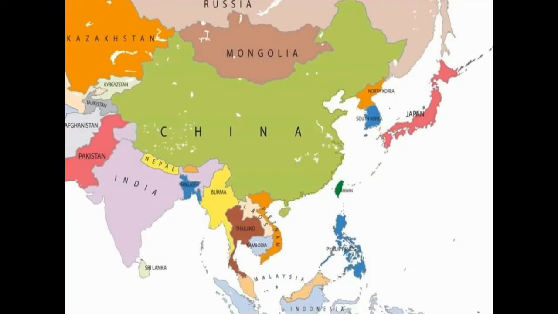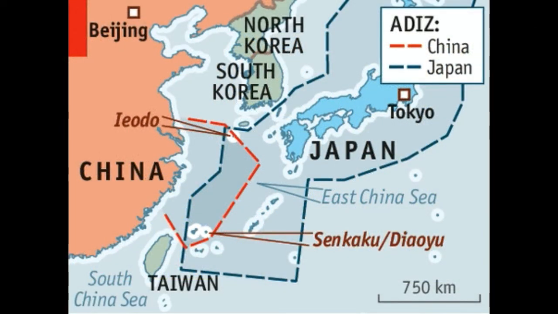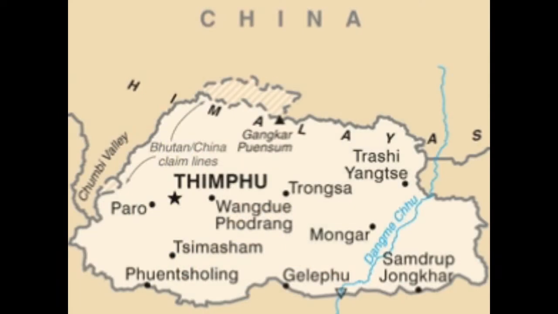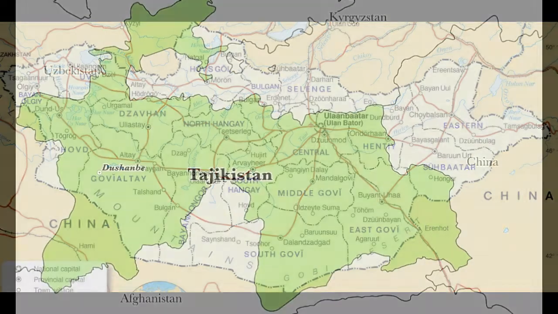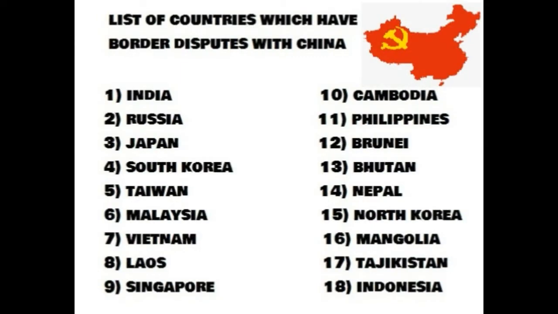The countries are India, Russia, Japan, South Korea, Taiwan, Malaysia, Vietnam, Laos, Singapore, Cambodia, Philippines, Brunei, Bhutan, Nepal, North Korea, Mongolia, Tajikistan, and Indonesia. This is the list of the countries.